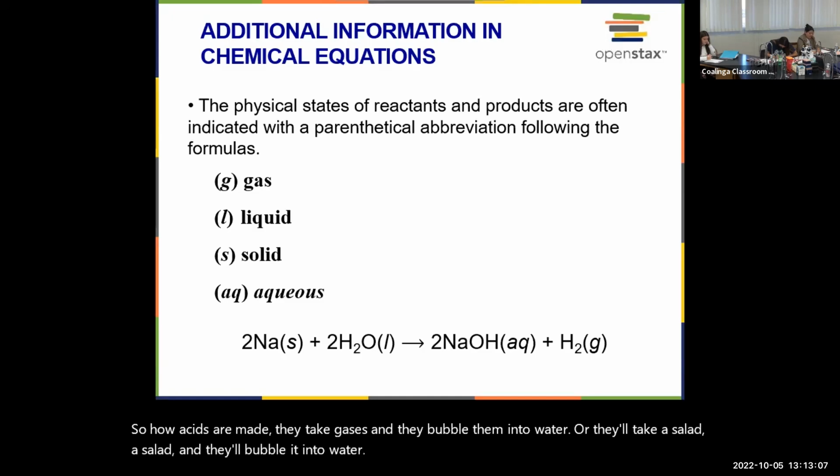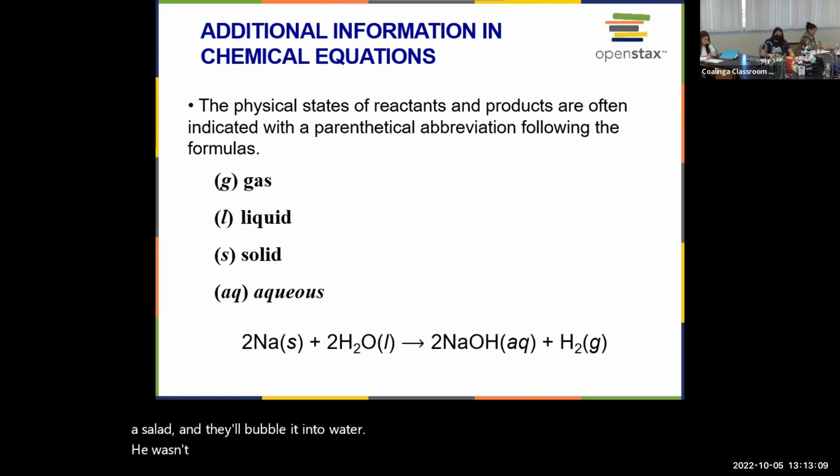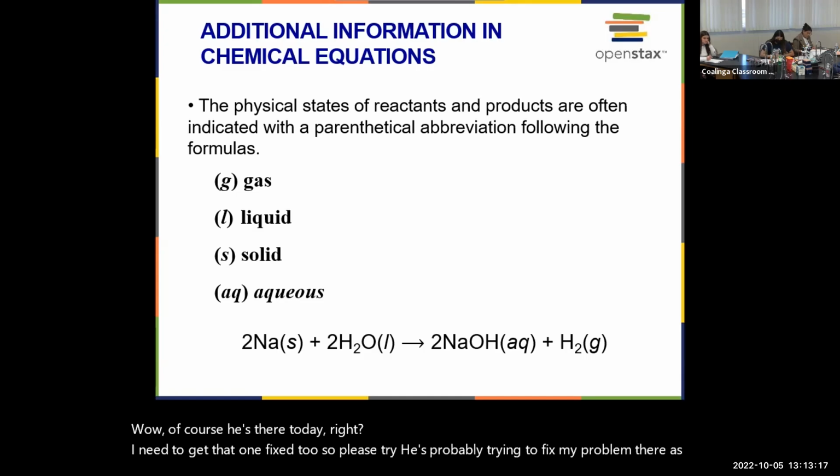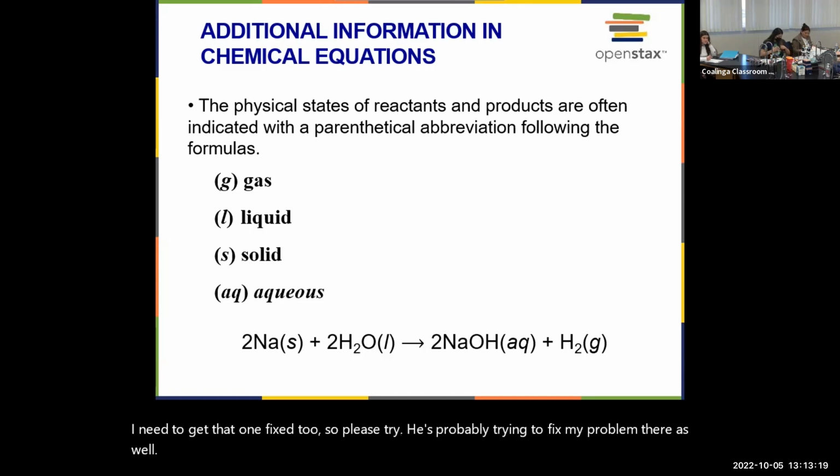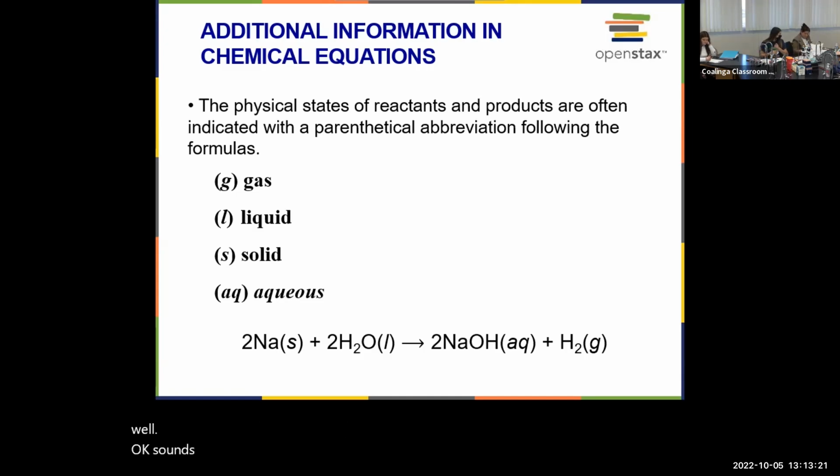Was he there? Wow. Of course he's there today, right? I need to get that one fixed too. So he's probably trying to fix my problem there. You're gonna tell him to call. Okay, sounds good. You gave him the number? Brenda said she had it. Okay. Yeah, probably because they've called several times.